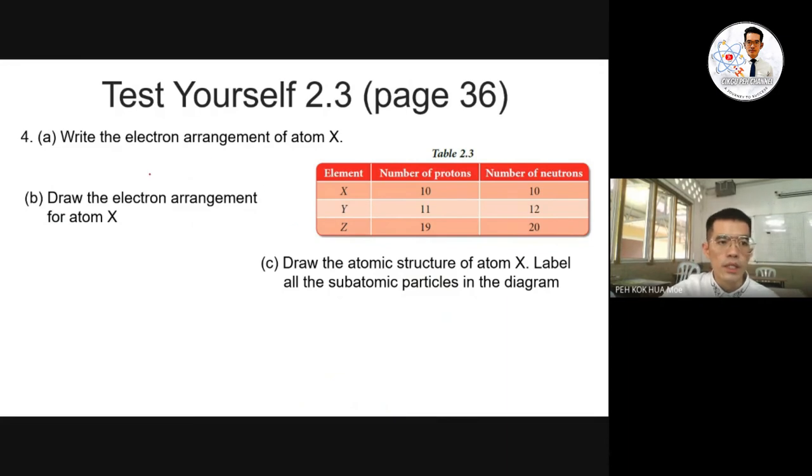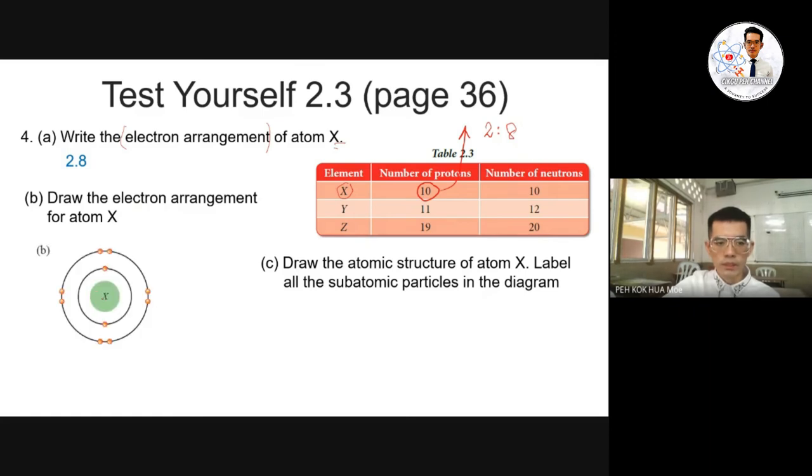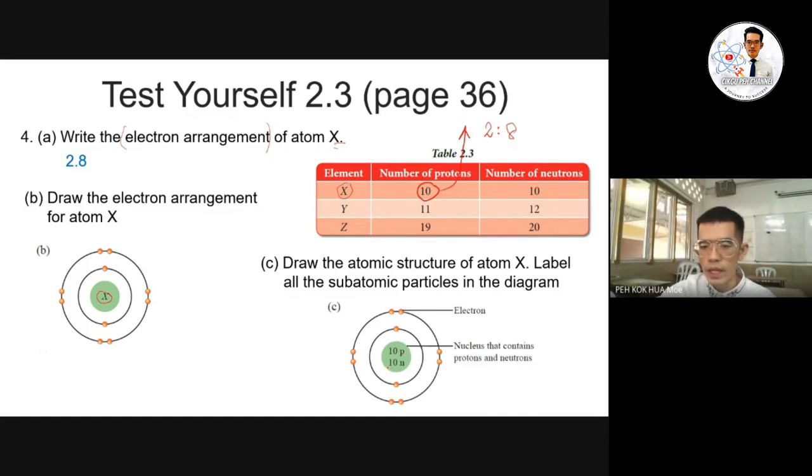Okay, so the next, write the electron arrangement. So for electron arrangement, we just need to give the symbol in the center and not need to give the numbers of proton and electron. So for atom X, we have a total of 10 protons. According to our electron arrangement, the first shell will only be able to fit in 2 electrons, next will be 8. So the arrangement will be 2, 8. And draw the electron arrangement. So the center will be X. The first shell will fit a maximum of 2 electrons, and the outer shell will be 8 electrons. And then draw the atomic structure. So that means we just change the X to the numbers of proton and neutron, where there are 10 protons and 10 neutrons as stated in the question.